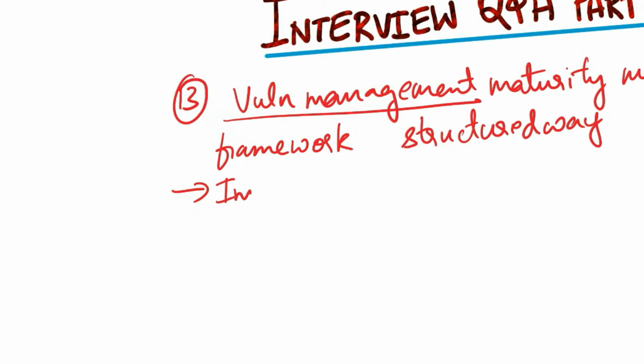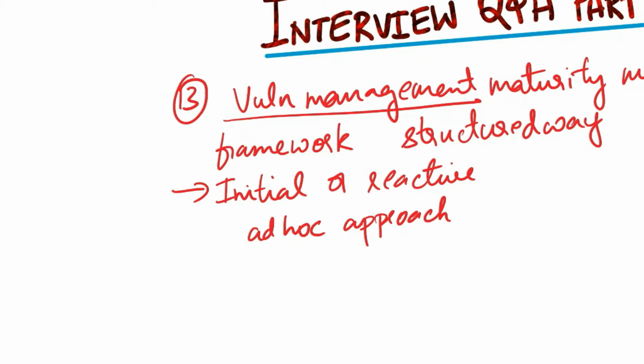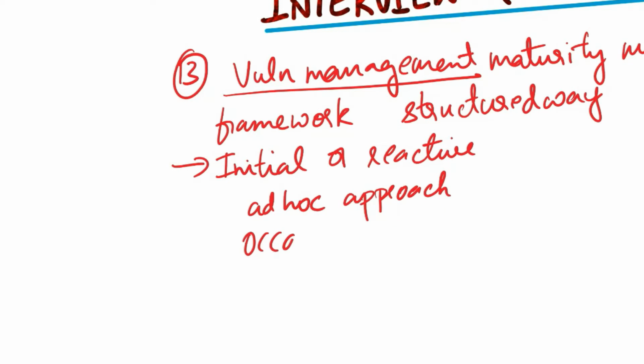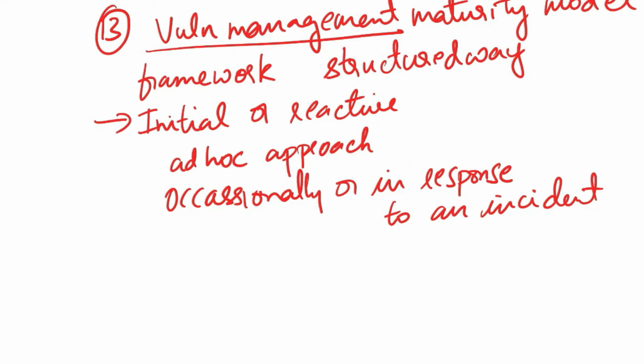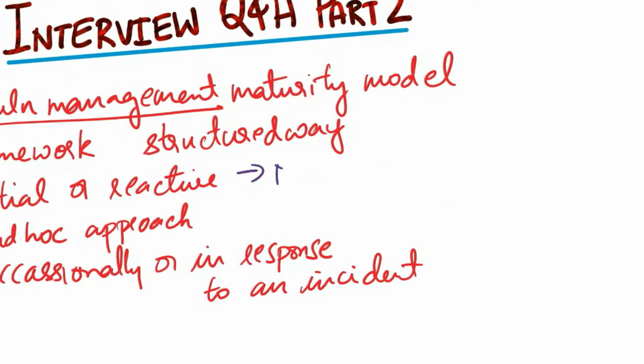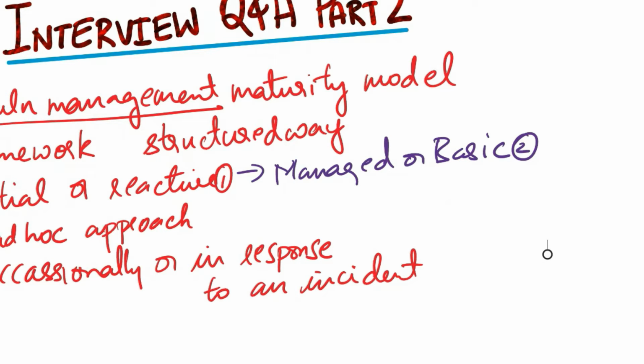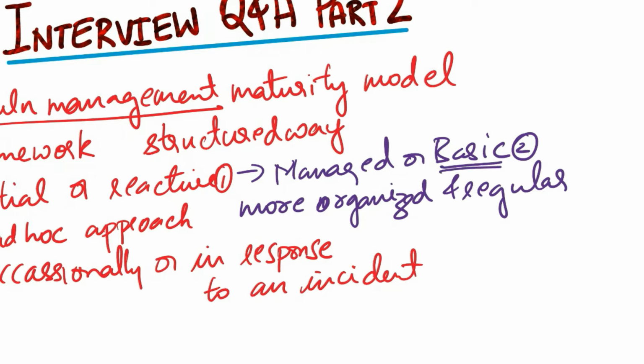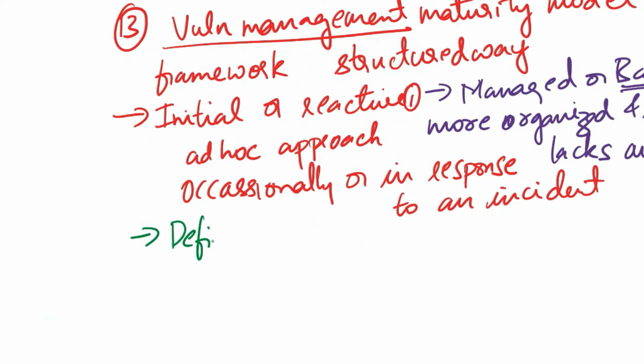First one, initial or reactive stage. Organizations at this stage have an ad hoc approach to vulnerability management. Vulnerability scanning may occur occasionally or in response to an incident. There is very little coordination between teams, and the vulnerabilities are often addressed reactively. Second level is managed or basic. Vulnerability management activities are more organized and regular in this stage. A basic process for scanning, identifying, and tracking vulnerabilities is in place. Vulnerabilities are reported to relevant teams for remediation, but the process lacks automation and may rely on spreadsheets or simple tools.